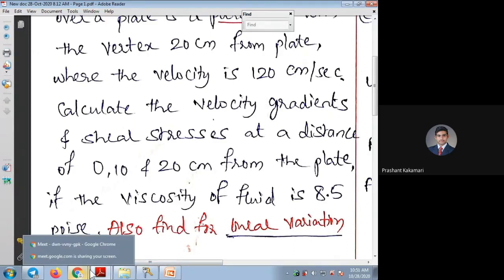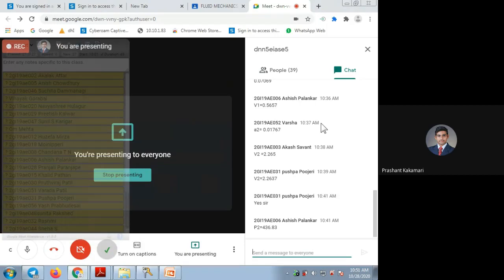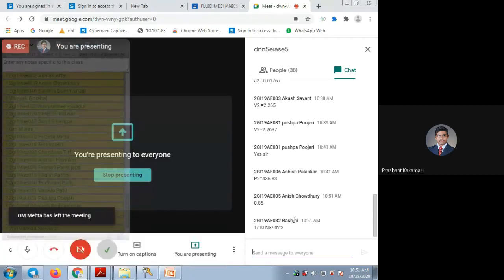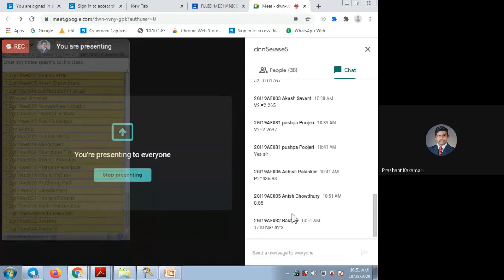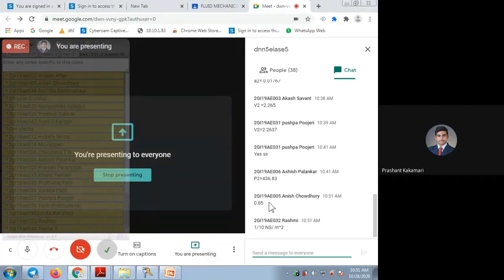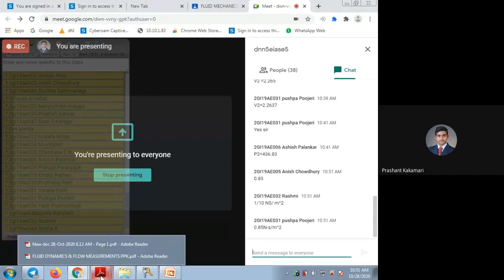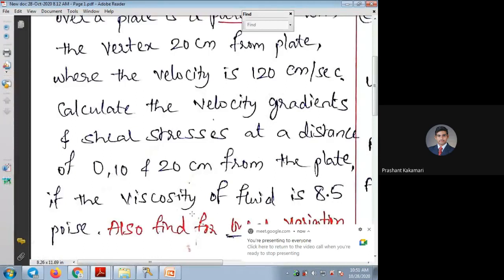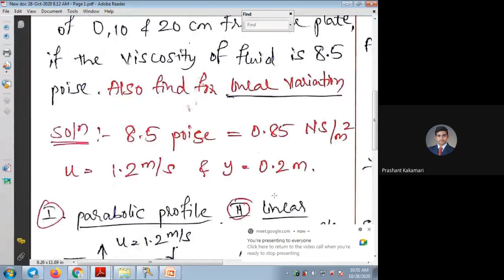So one of you just convert that 8.5 poise to the SI unit. 0.85, viscosity units. That's very good. 0.85 Newton second per meter square. So that you can take for substituting the SI unit values. Yes, 0.85 Newton second per meter square. So that value you have taken in SI unit, 0.85 Newton second per meter square.